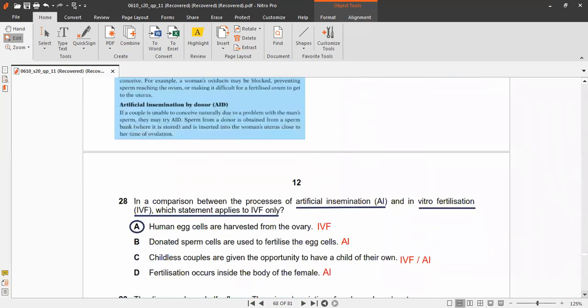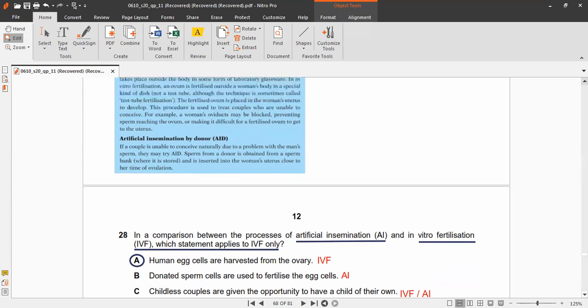In a comparison between the process of artificial insemination and in vitro fertilization, which statement applies to IVF only? In IVF only, human egg cells are harvested from the ovary, but donated sperm cells are used to fertilize the egg cells. This is for artificial insemination. Childless couples are given the opportunity to have a child of their own. Both fertilization occurs inside the body of the female, also artificial insemination.